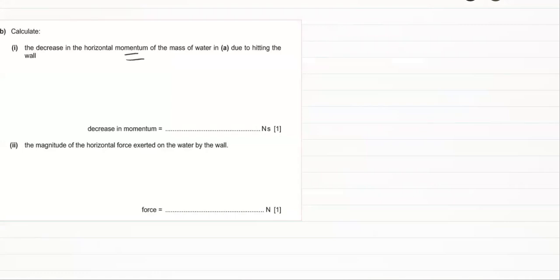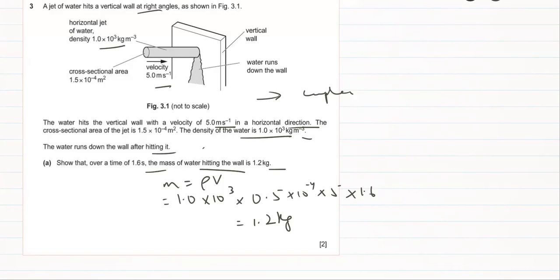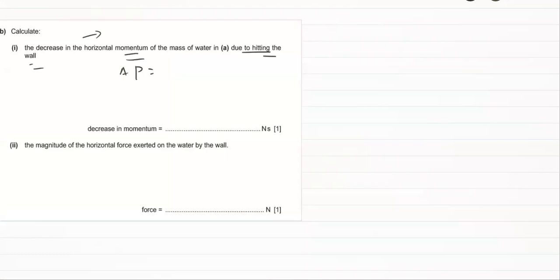Next, horizontal momentum due to hitting the wall, the decrease in horizontal momentum. Decrease means we have to find the change in momentum, and they are talking about the horizontal part. So we would be taking m into v. M is 1.2, velocity is 5, so 1.2 into 5. That's a 1 mark question.